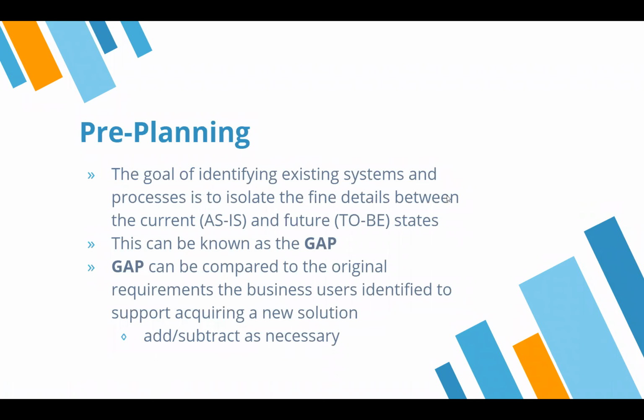So the pre-planning stage of any project, that's after you get through those first two exercises, is really isolating these fine details between these two states, as-is and to-be, and it's known usually as the gap or some kind of gap. And the gap can be compared to those original requirements that the business used to justify the purchase of the system in the first place and to support acquiring that new solution. You're going to add and subtract as necessary.